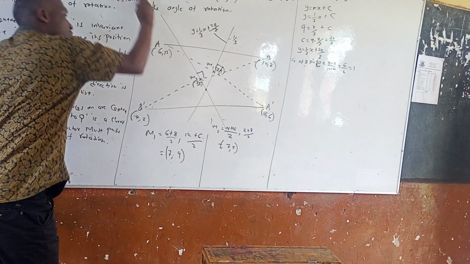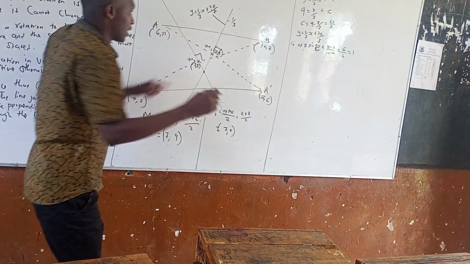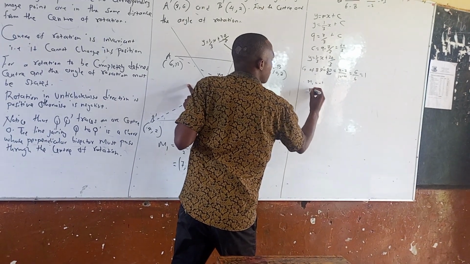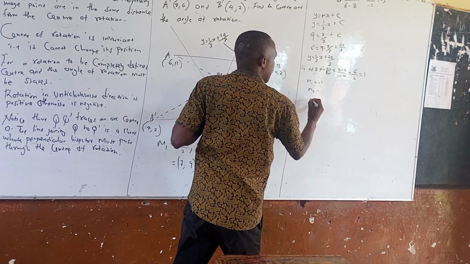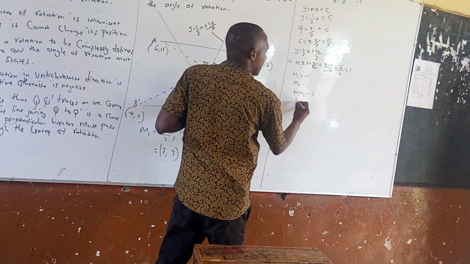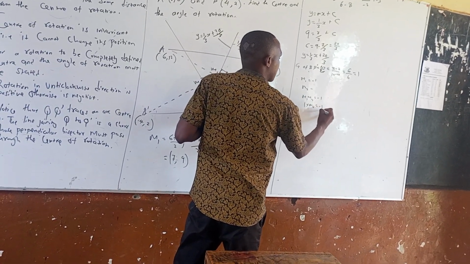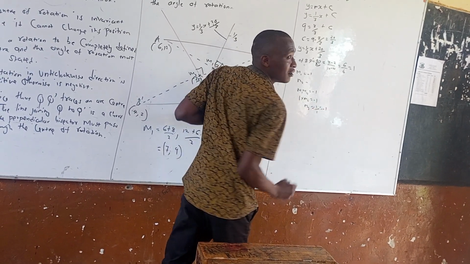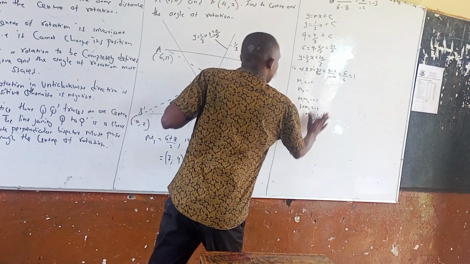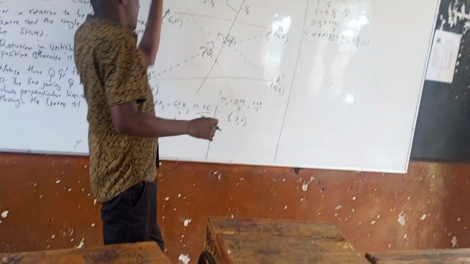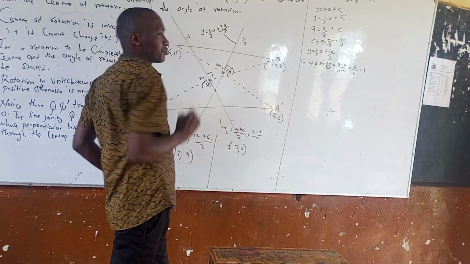And since this one is perpendicular, M1 M2 must be negative 1. So I say M1 is 1. M2 is what we are looking for. But when I say M1 M2 must be negative 1, M1 is 1 times M2 will give us negative 1. So M2 means negative 1 over 1. This is negative. Yes? So the gradient of this line is actually negative 1.